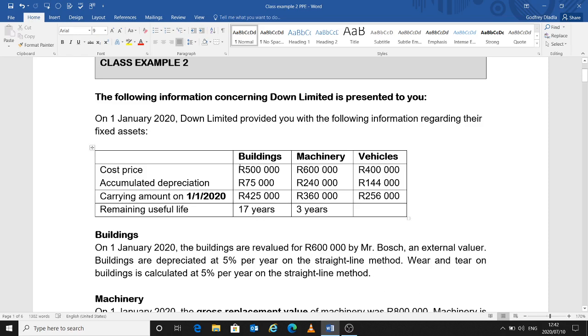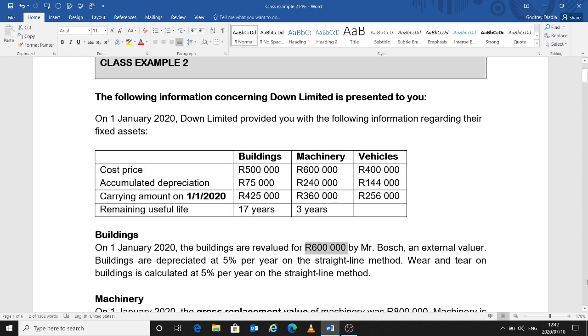Now, let's start with the building. The building is still the same as that one on class example 1. On that date when the revaluation is done, the carrying value is 425 and it has been revalued to 600,000. So if you remember in that example, it was 175, the revaluation. And still we've kept the building, the depreciation and the warranty at the same rate, meaning there is no deferred tax again in terms of this building.